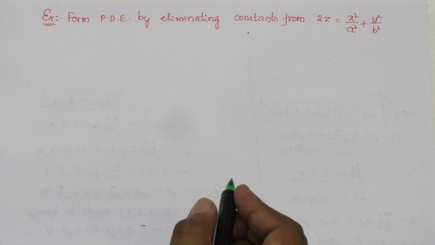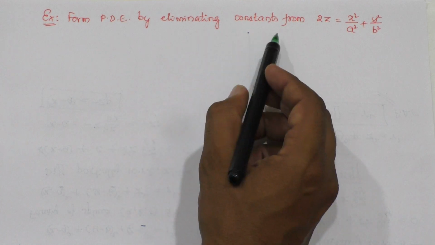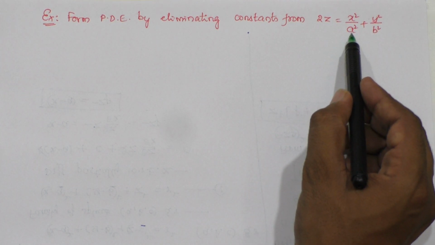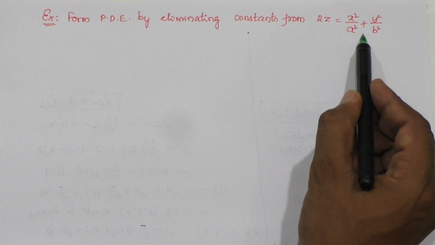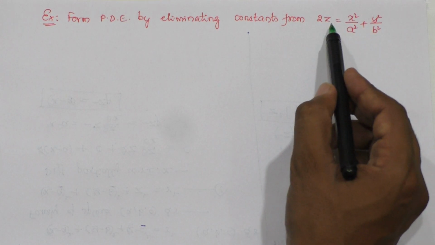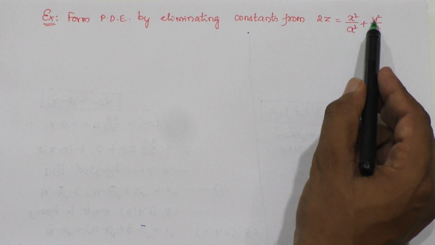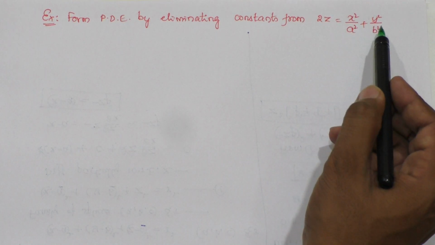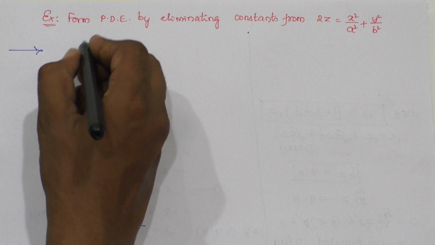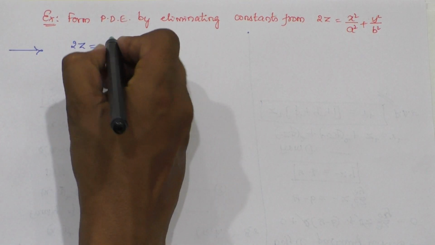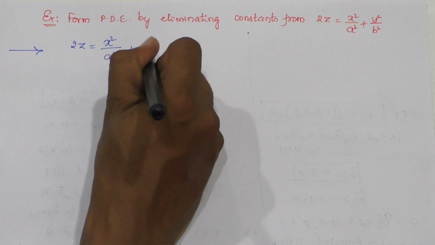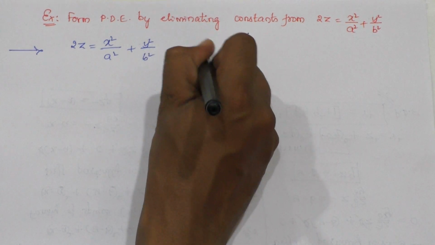Let us solve another problem. Form the PDE by eliminating constants from 2z equal to x square by a square plus y square by b square. Here the constants mean we need to eliminate a and b from this equation. Since z is expressed in terms of x and y, we need to differentiate with respect to x and with respect to y. So let us consider 2z equal to x square by a square plus y square by b square. Take this as equation number 1.